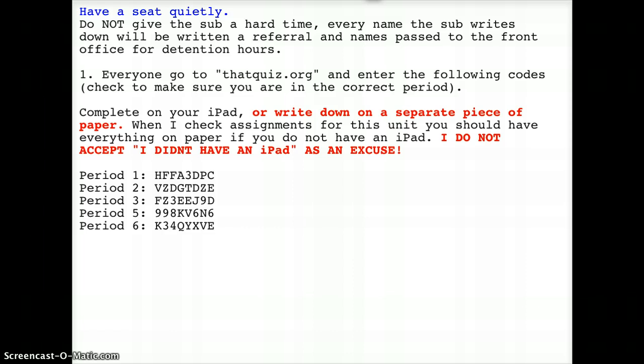Okay, so here are your ThatQuiz passwords. Go to thatquiz.org, and on the bottom right, there is a place for you to enter your codes. There are 30 questions, basic unit 1 or unit 2 solving equations, which is a skill you need for this unit to be relevant. You also need to know how to find the square root, but we'll go over that today.